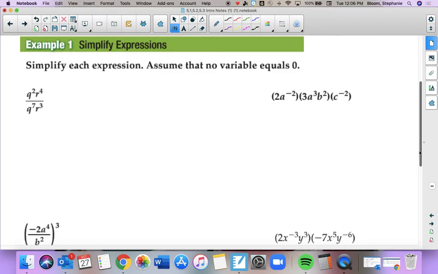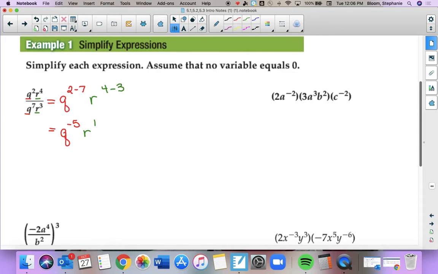So on this first one, when I'm dividing, I can deal with the bases that are the same. So I'm going to deal with the q to start. And when you're doing division, what do you do with those exponents? Subtract. So I'm just going to write it out just so I can see it. So I'm doing 2 minus 7. And then I'm going to deal with my r's that are the same. So I have r to the, I'm going to subtract 4 minus 3. And then I'm going to simplify that. So I would have q to the negative fifth, r to the first. Now, can I leave my answer like that?